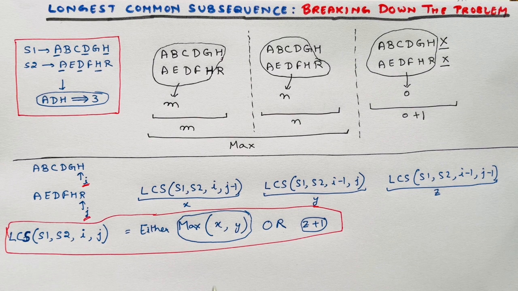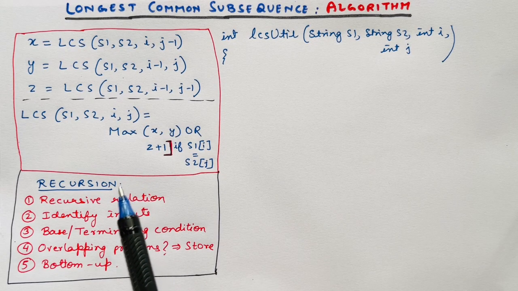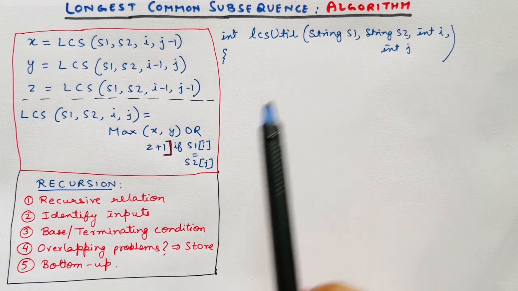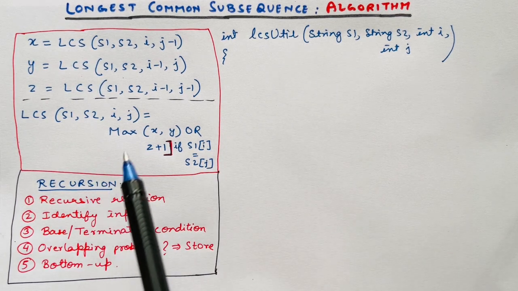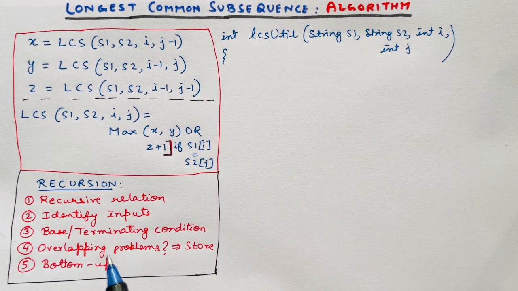Now with these in mind, let's try to write the algorithm for it. This is the recursive relation that we identified in the previous step. In any recursion problem, we follow these 5 steps. Step 1, identifying the recursive relation, is already done. We have also already identified the inputs that will go into the recursive method call. Using these inputs, we can represent the bigger problem as well as our smaller problems and the relation between the two. Now let us try to write the core of our recursion algorithm, and then we will move to the next steps.